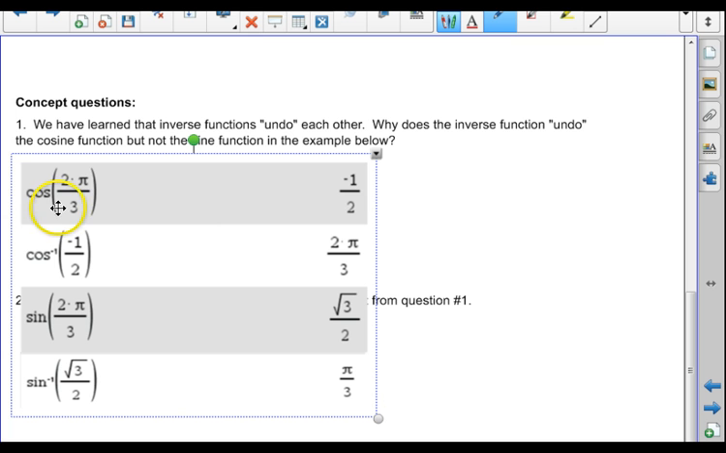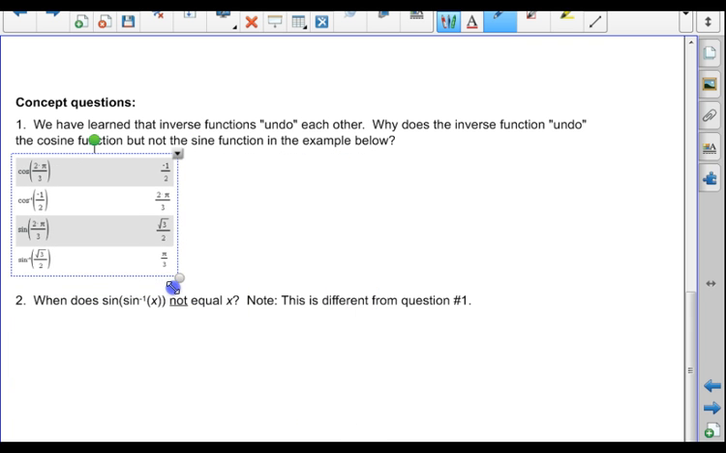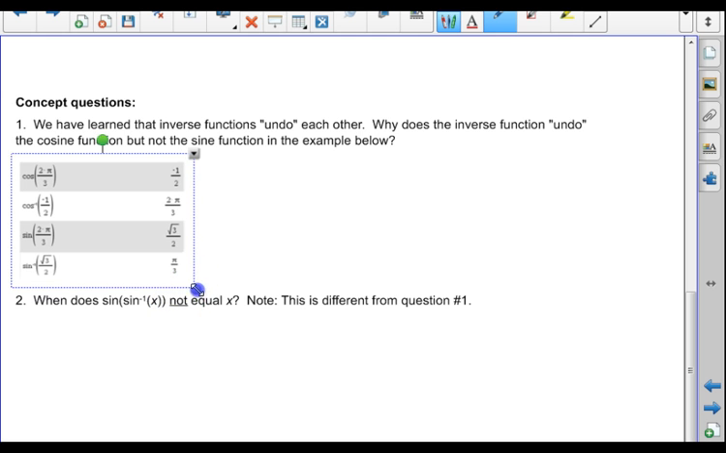Okay, so we have cosine of 2 pi over 3 is negative 1/2. Inverse cosine of negative 1/2 is equal to 2 pi over 3. Sine of 2 pi over 3 is equal to the square root of 3 over 2, but inverse sine of square root of 3 over 2 is equal to pi over 3, not 2 pi over 3. So why is it that we can undo cosine of 2 pi over 3 with the inverse function, but we can't undo sine of 2 pi over 3 with an inverse function? So here's the explanation for this.